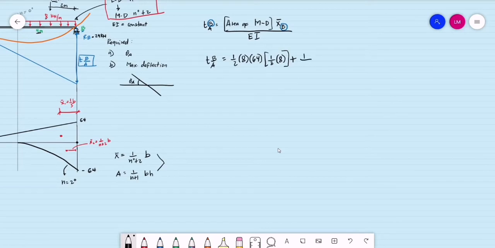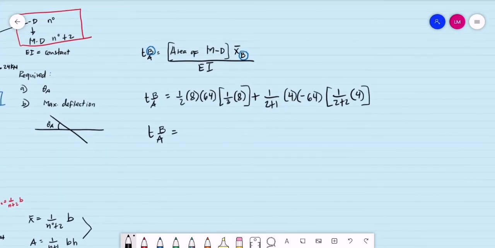What is the area of the spandrel? It is 1 over n plus 1. The degree of the spandrel is 2, plus 1. What is the base of the spandrel? The base of the spandrel is 4 meters. What is the height? That is equal to negative 64. Its centroid towards point B is 1 over its degree 2, plus 2, multiplied by the base. What is the base of the spandrel? That is equal to 4 meters. So we can now have the deviation from A to B.